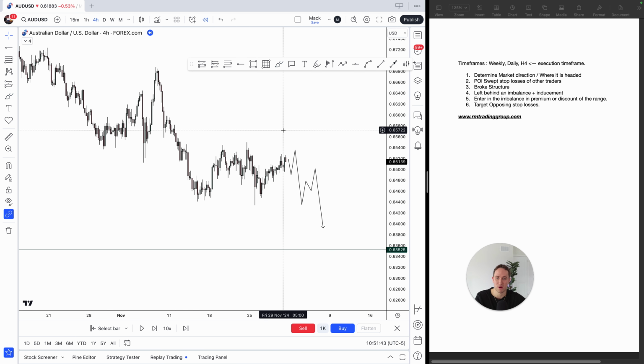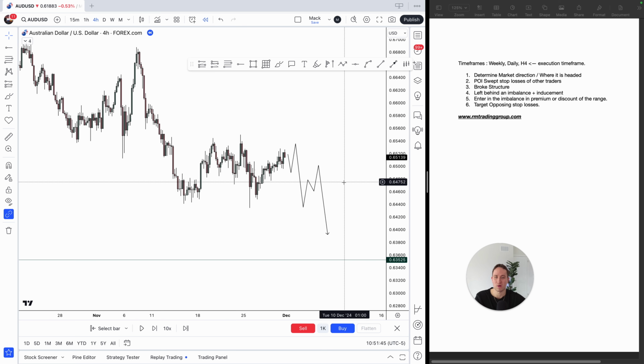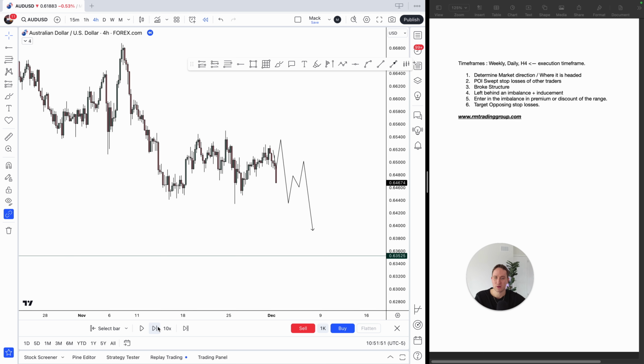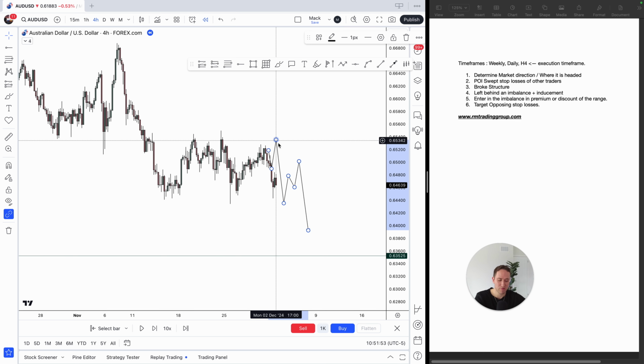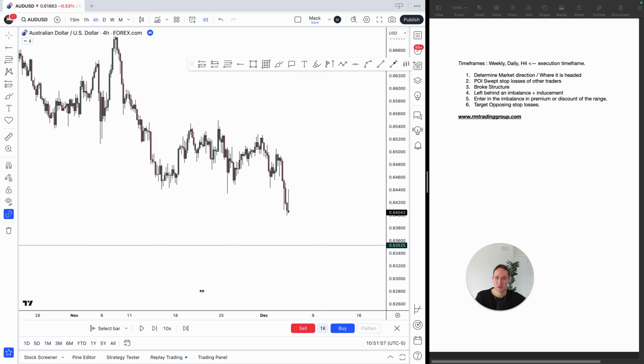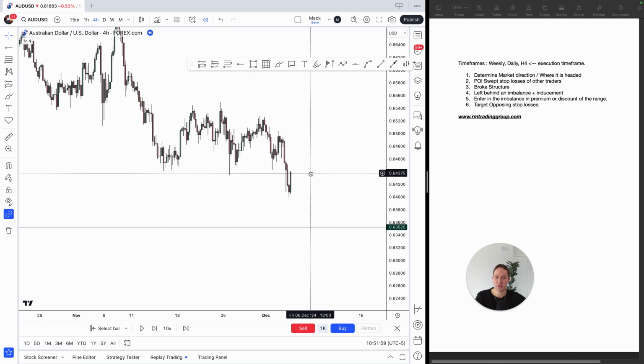We are trading with the trend, and we are trading with the overall market sentiment. So now from here, all I'm going to do is play this out, and we're going to wait for structure to be created. We're going to wait for an imbalance to be created, and then we can look to get into the market. Okay. So here you can see we get just that.